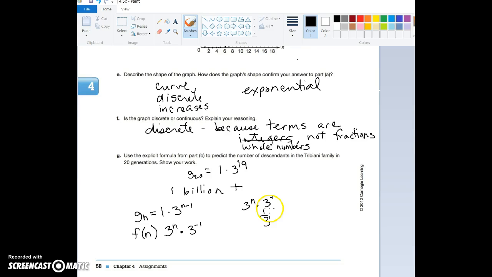So when we have negative exponents, they really turn into fractions, okay? And this becomes, so that's just really 1/3. And then we have 3 to the n times 1/3, all right? Well, 3 to the n times 1/3 would just be 1/3 times 3 to the n power, which is equal to f of n. So there is my explicit equation turned into a function.